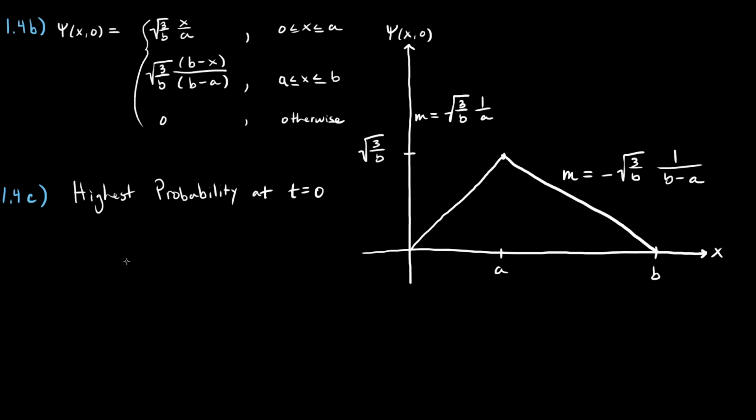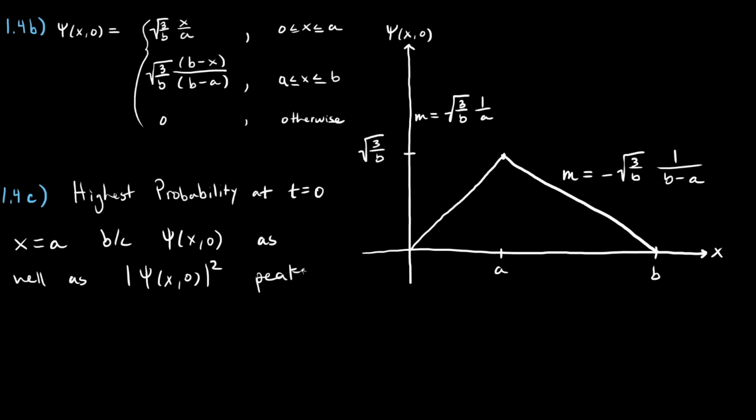Problem 1.4c asks us for the highest probability of finding the particle at t equals 0, and this wave function is given at t equal to 0. The answer is x is equal to a, because the wave function as well as the probability density peaks at x is equal to a.